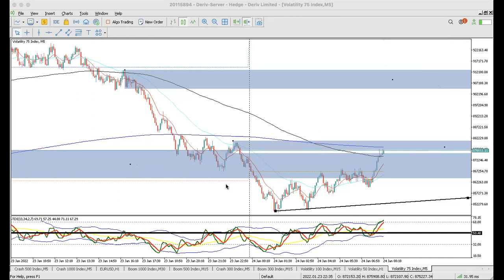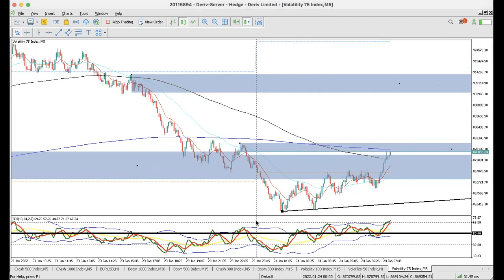So that's my view. So if price fails to break here, then I'll be just waiting for confirmation of a continued downtrend here before I commit to the sell. But for now, if they break here, I'm looking to go long.